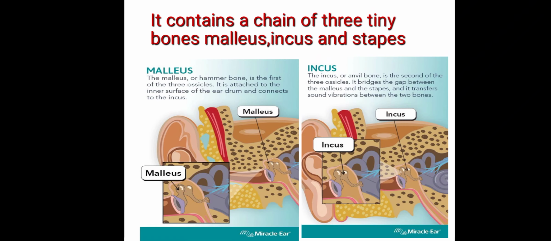Now, the middle ear contains a chain of three tiny bones: malleus, incus, and stapes. Malleus, or hammer bone, is the first of the three ossicles. It is attached to the inner surface of the eardrum and connects to the incus. Incus, or anvil bone, is the second of the three ossicles. It bridges the gap between the malleus and the stapes, and it transfers sound vibrations between the two bones.